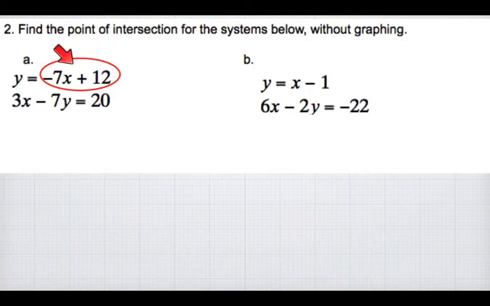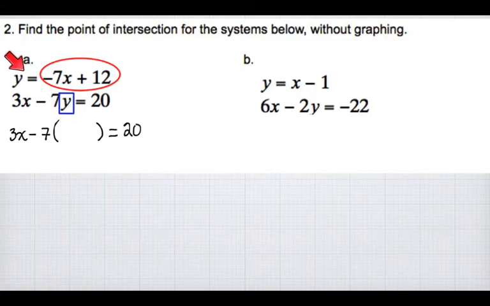So here's where the substitution part comes in. Wherever I see y on the very next equation, which would be right here, I could take this, which is negative 7x plus 12, which is the value of y, and substitute it here. And that's exactly what I'm going to do. So I'm going to take negative 7x plus 12 and substitute it in for y on the next equation. And it should look something like this. 3x minus 7, and instead of y, I'm going to open up some parentheses here, which shows that I'm going to substitute for y, equals 20.